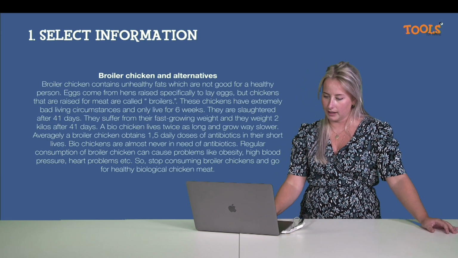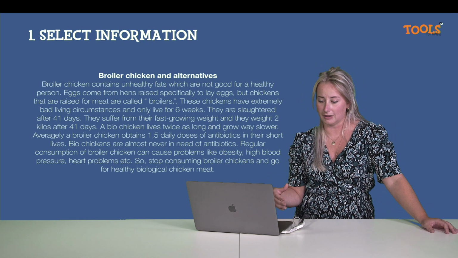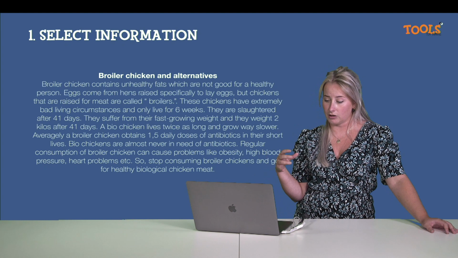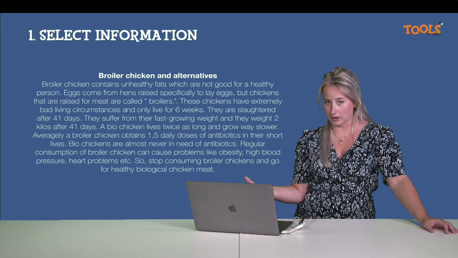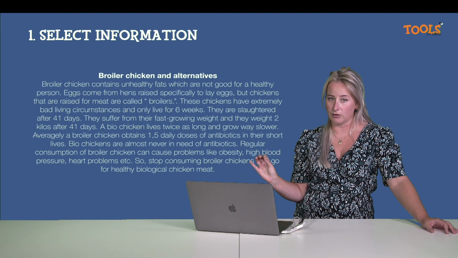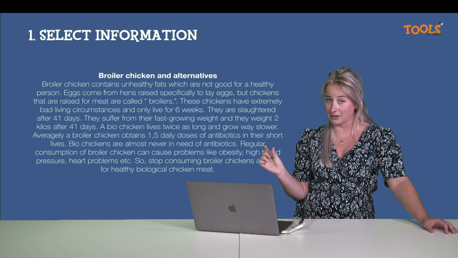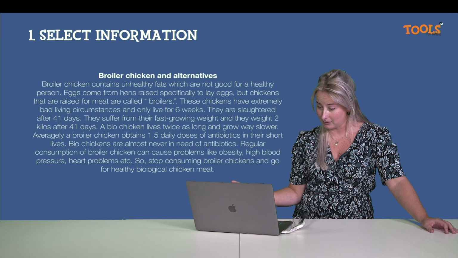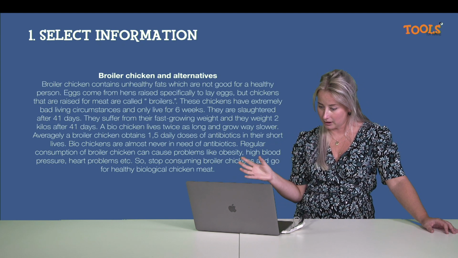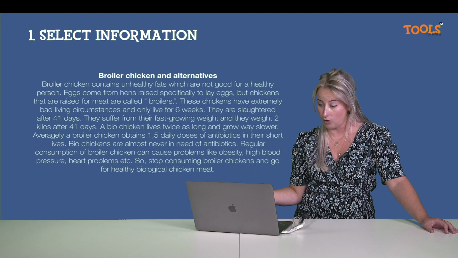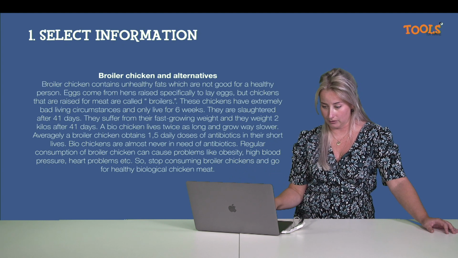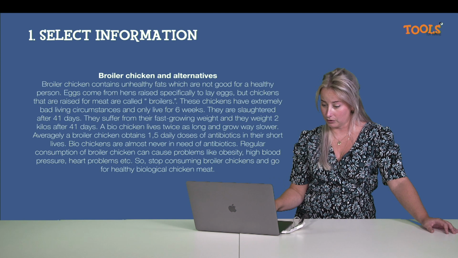So I have a little text here. It's about broiler chicken and alternatives. So this is quite a big piece of text. So the first thing I'm going to do is I'm going to scan my text for data. So I immediately find the chickens have bad living circumstances and only live for 6 weeks. They are slaughtered after 41 days. So that's the first piece of data.